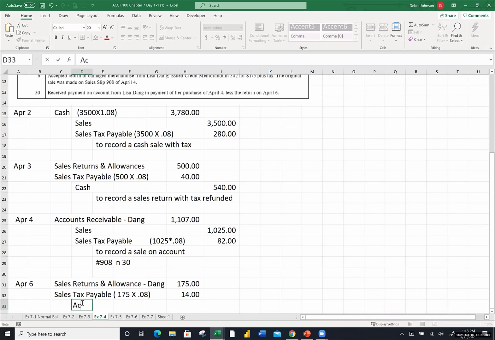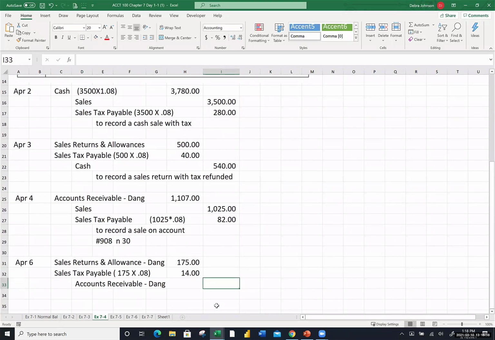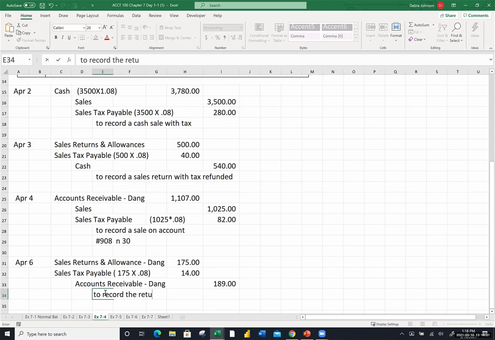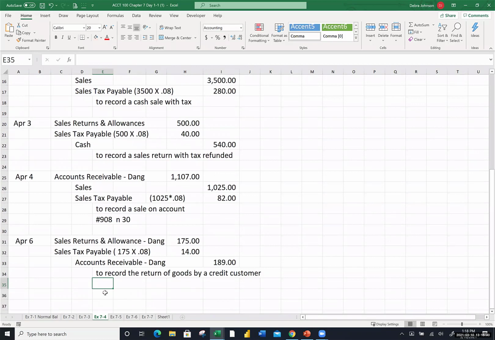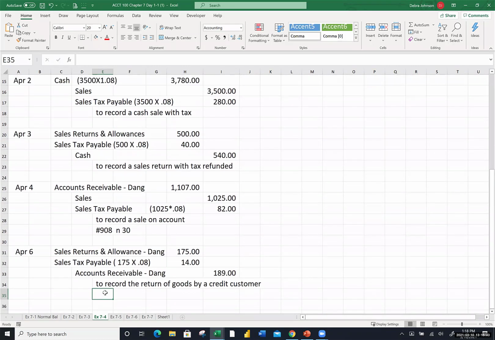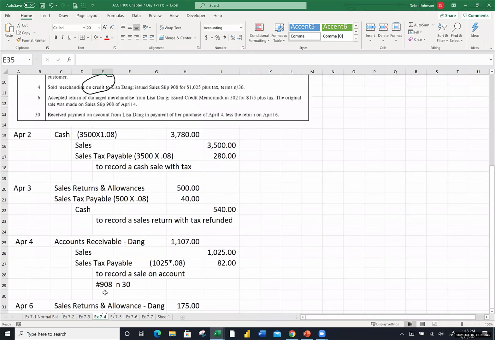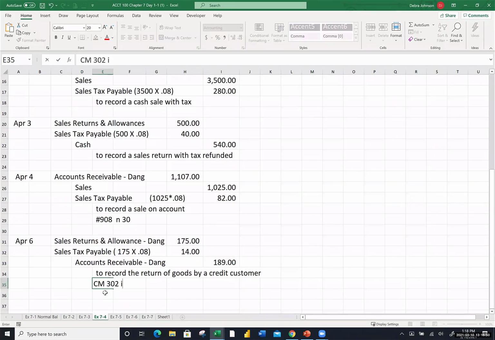And we're going to credit her accounts receivable. Why? Because if she returns something, we do not expect her to pay for it. So you could just add those two up, or you could take the shortcut and take 175 times 1.08 to record the return of goods by a credit customer. You would definitely want to list a source document. Source document is something you could trace a transaction back to. And I think if we go look up above, they gave us a credit memo 302. Issued.